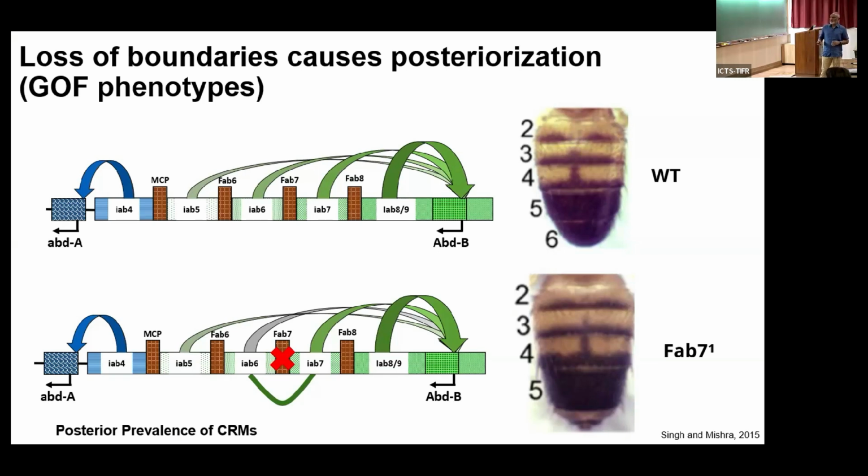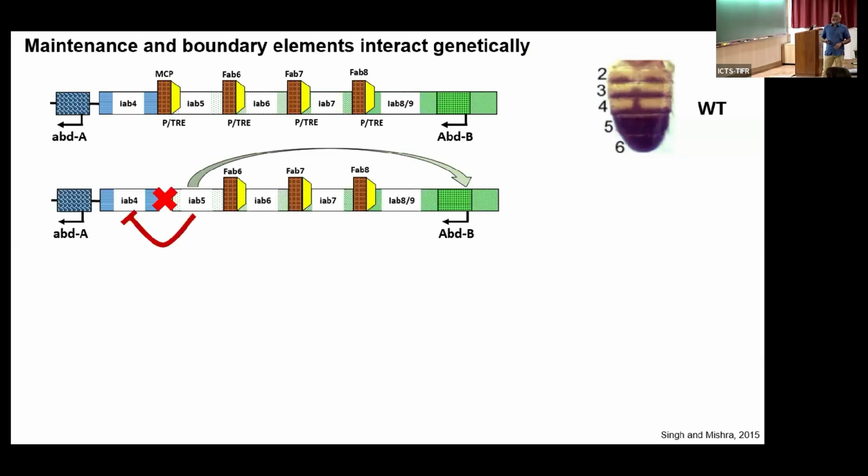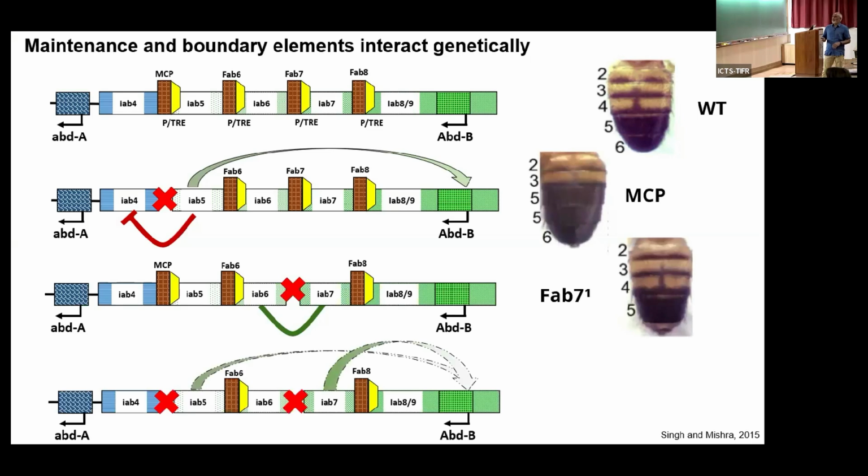Right? So this is called posterior prevalence. When two things get mixed, the posterior one dominates because the level of ABDB will be high, and then you will see more posteriorization happening. What we also did is combine some of these deletions. Just to save time, I'll make it simpler. Here there is an element called MCP. If you delete it, then IV4 and 5 are mixed. Now you see 2, 3, 4 has gone to 5 because you see posteriorization. So 5, 5, 6. And I just showed you the phenotype of F7, where it is 2, 3, 4, 5, and 7, 7. Now, what happens when you recombine the two things?